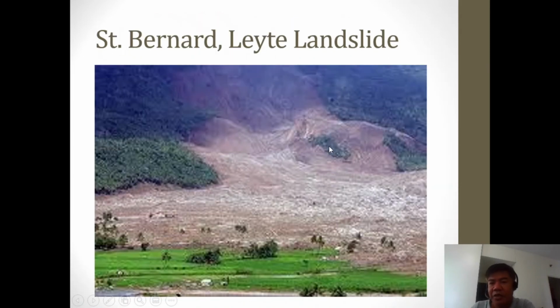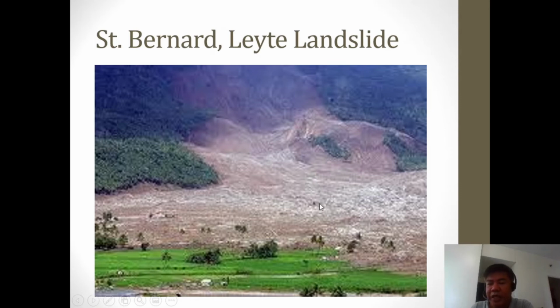So this is the one similar to that in Peru, the Saint Bernard event. This area is actually a community, the Saint Bernard, and the landslide, if I remember it right, happened in the evening or early morning. So all the people were actually sleeping that night.